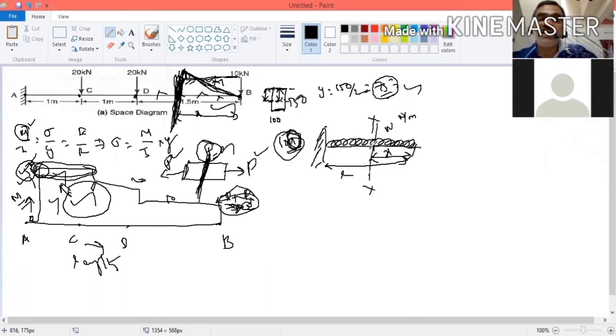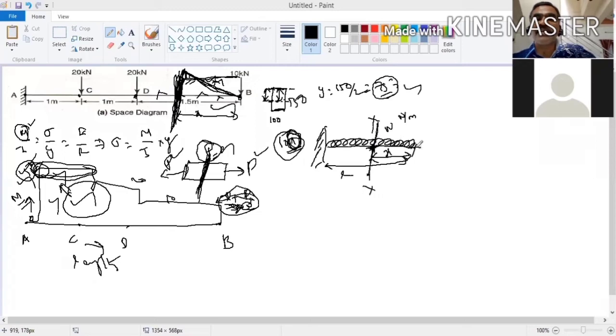Now, if you want to find shear force at this point, shear force means what? It is a load. If you want to find shear force at this point, what you have to do? You have to consider right side or left side. On the left side, a support is there, so it will be difficult. So you take only the right side.